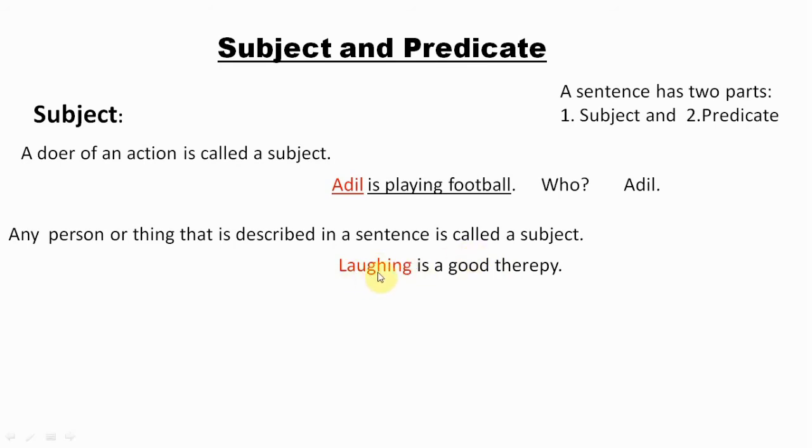See, in this case, "Laughing is a good therapy." This time, laughing is not a doer here. Is it doing something? No, it's not doing anything. But in this case, you have to ask the question about this group of words, "is a good therapy." What is a good therapy? Laughing. So this group of words is describing what? About laughing. Is a good therapy. These are a group of words which are describing laughing. Predicate.